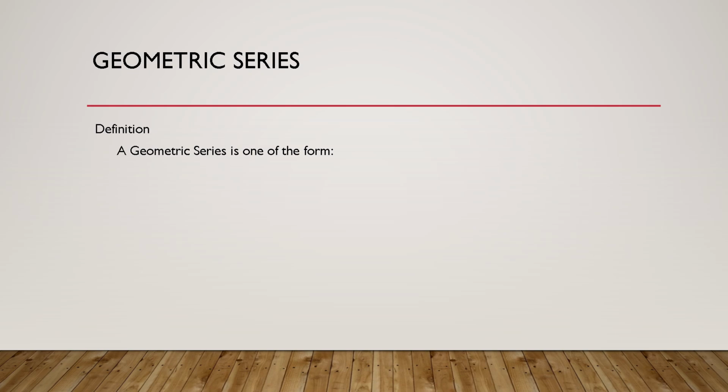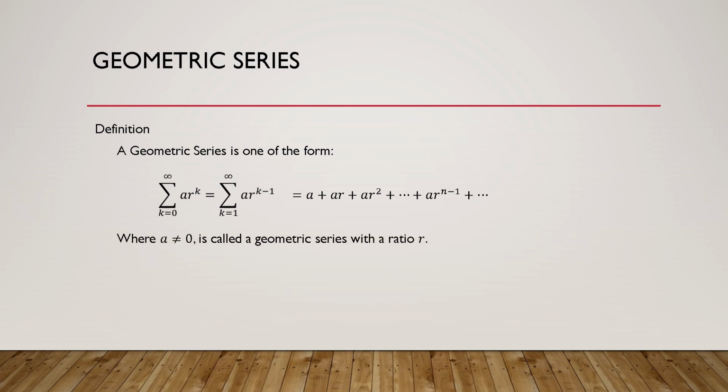A geometric series is one of the form the sum from k equals 0 to infinity of a times r to the k. This is equal to the sum from k equals 1 to infinity of a times r to the k minus 1, which equals a plus a times r plus a times r squared, and so on, including a times r to the n minus 1. This equation holds when a is not equal to 0, and is called a geometric series with a ratio of r.